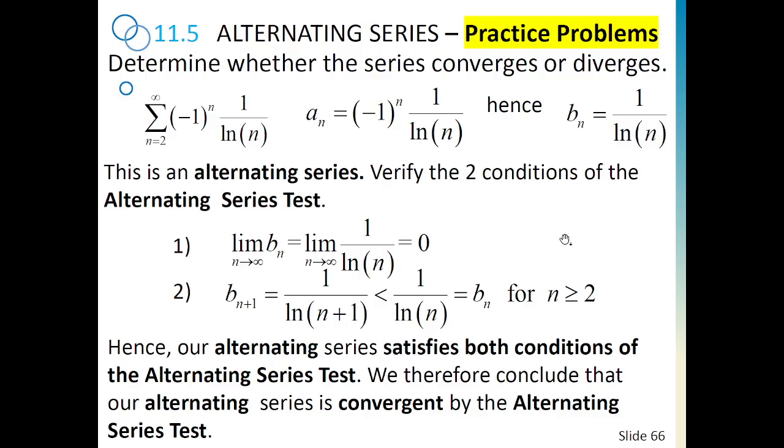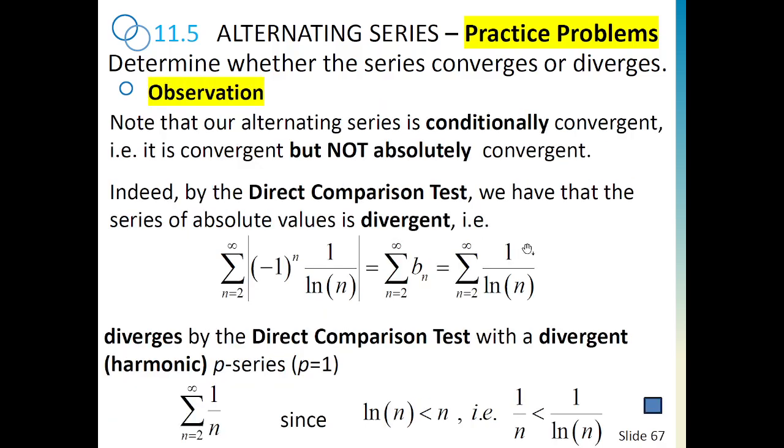Some of these cases are straightforward. Here, if I wanted to check if the series is absolutely convergent, I will need to see if this series is convergent or divergent. We remember that ln n is smaller than n, so 1 over n is smaller than 1 over ln n, and we know that the series of 1 over n is the harmonic series, which is divergent, and by direct comparison this series here would be divergent also. Therefore our original series, the alternating series, is only conditionally convergent.